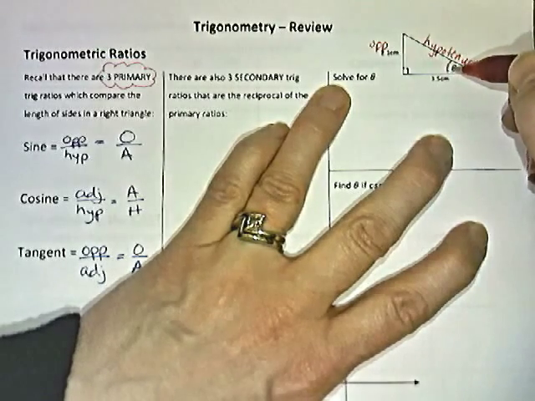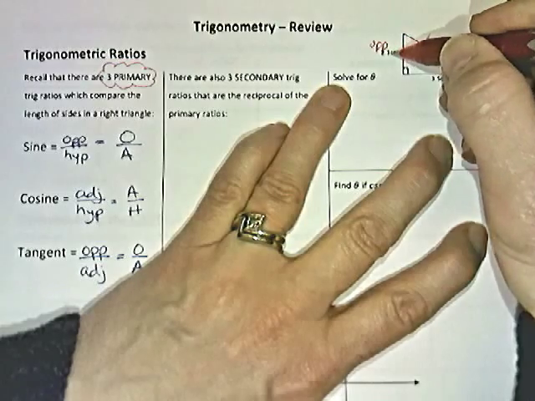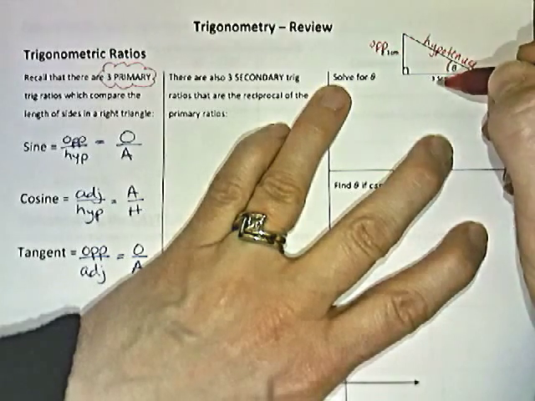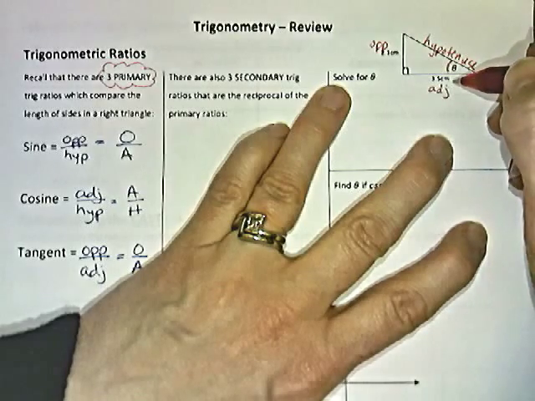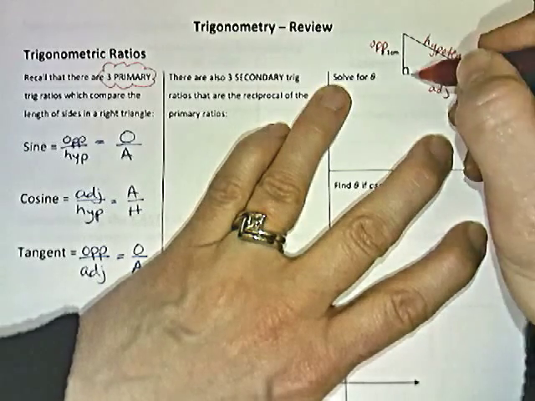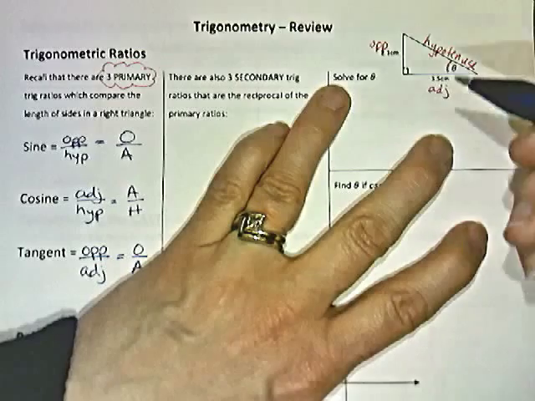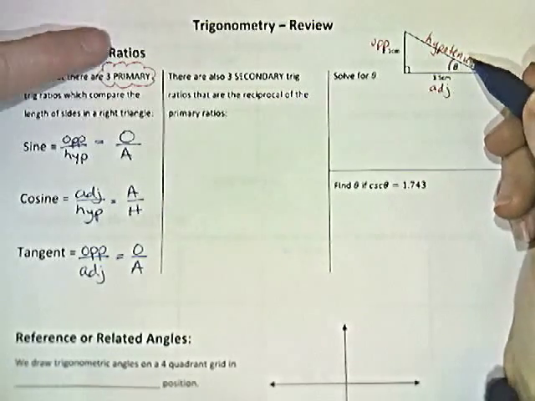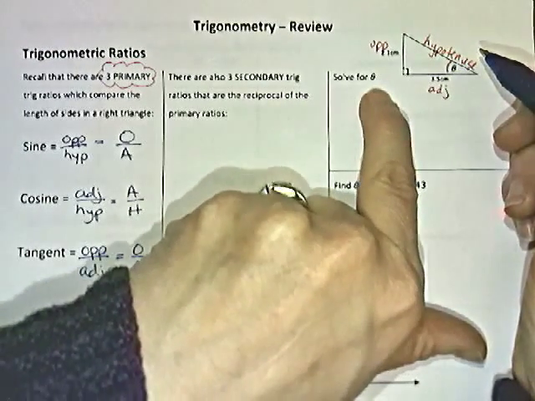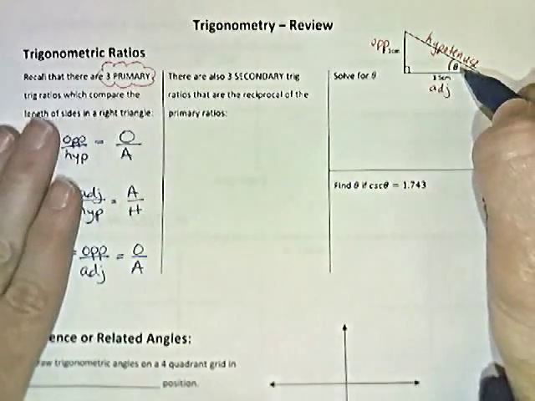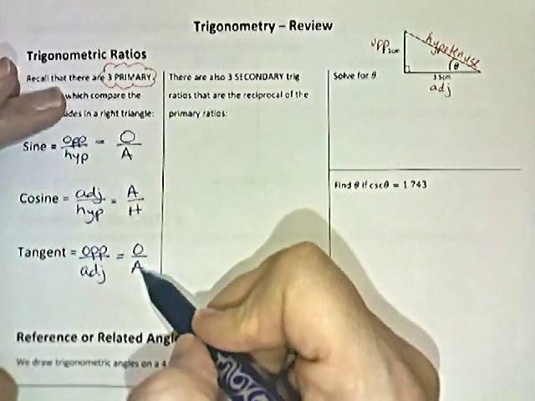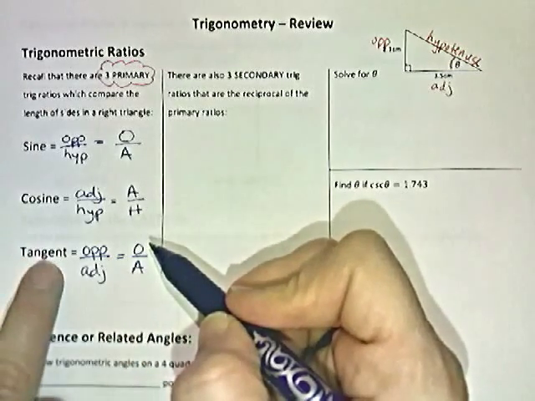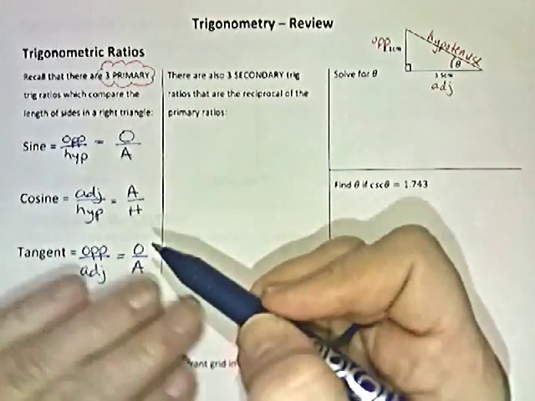But the opposite side to my theta angle is here, my 2.1 centimeters, which means that this is my adjacent side, and adjacent means right next door to, so this is the right next door side to my angle. So opposite, adjacent, and hypotenuse. So if we were to use the three primary trig ratios to solve for how big is theta, well, we know our opposite side, we know our adjacent side, and so opposite and adjacent, the trig ratio that compares those two side lengths is tangent.